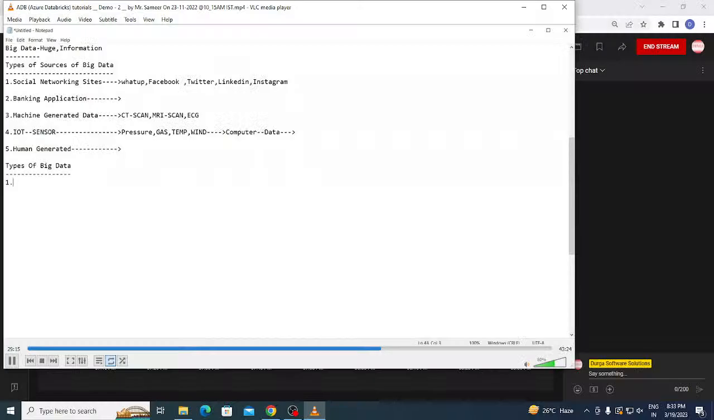The first type of big data which you can consider is called what? Structured data.